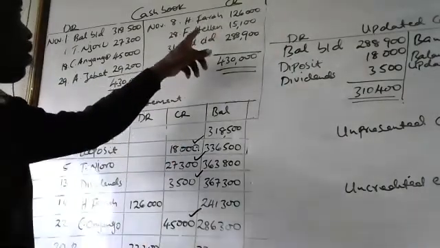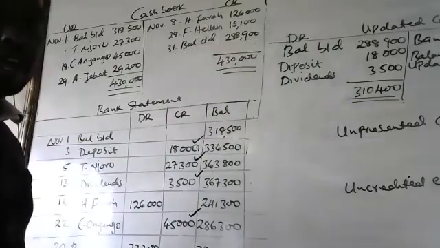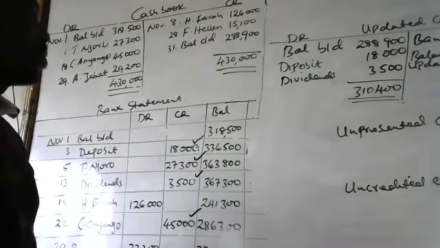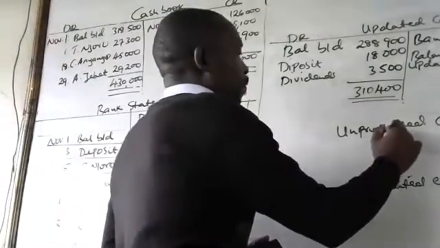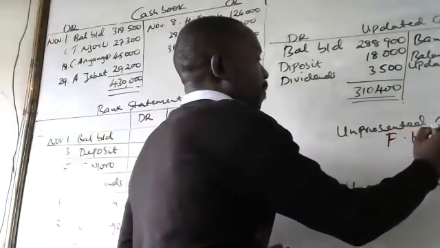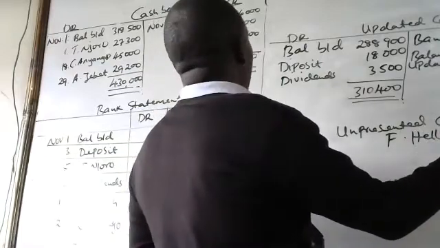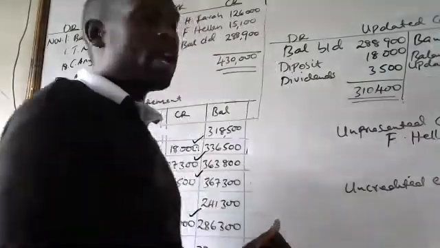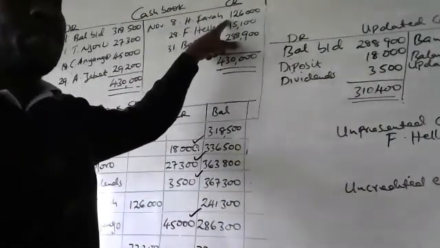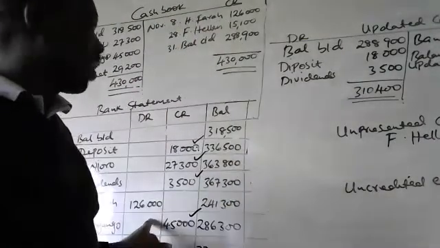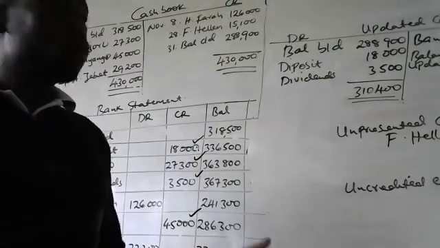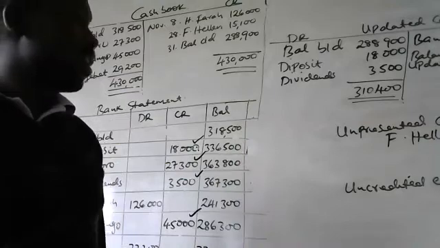The other person is F. Eren. If you come here, F. Eren is not found. So the unpresented check is the check for F. Eren, a check of 15,100 that we paid. That's why it is here. It has already been paid, has not been taken to the bank for the payment to be effected, and it is missing. So F. Eren check is unpresented.